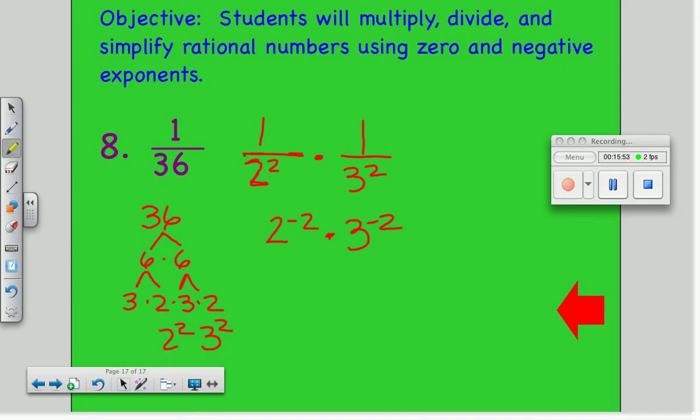Remember we talked about how to multiply bases with exponents. We add the exponents, but only if the bases are the same. These bases are not the same. This base is 2, this base is 3. So I can't simplify this anymore because they're not the same base. So that's your answer, it stays just like that.